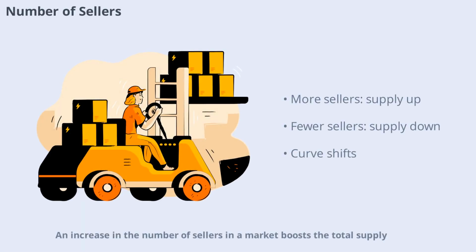An increase in the number of sellers in a market boosts the total supply, shifting the supply curve to the right. Fewer sellers mean less supply and a leftward shift. Market entry and exit are important for understanding supply changes.